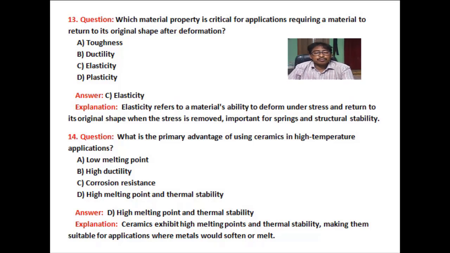Question 14: What is the primary advantage of using ceramics in high-temperature applications? A. Low melting point. B. High ductility. C. Corrosion resistance. D. High melting point and thermal stability. Answer: D. High melting point and thermal stability. Explanation: Ceramics exhibit high melting points and thermal stability, making them suitable for applications where metals would soften or melt.